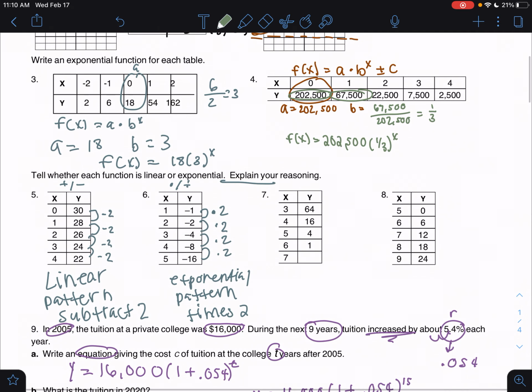Okay, for 7 and 8, these ones down here, you have to say if it's exponential or if it's linear, and you have to explain by saying what the pattern is. So to get from 64 to 16, and 16 to 4, and 4 to 1, I am dividing by 4 each time. So this would be exponential because I'm dividing by 4. For number 8, we are adding 6 each time, which means that it is linear because I am adding 6 each time.